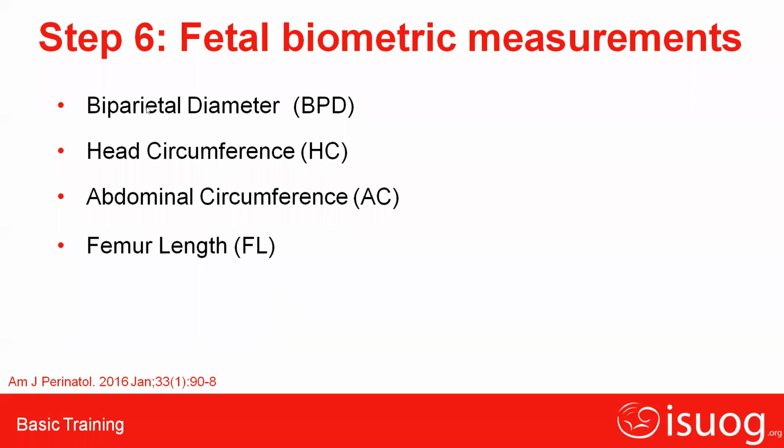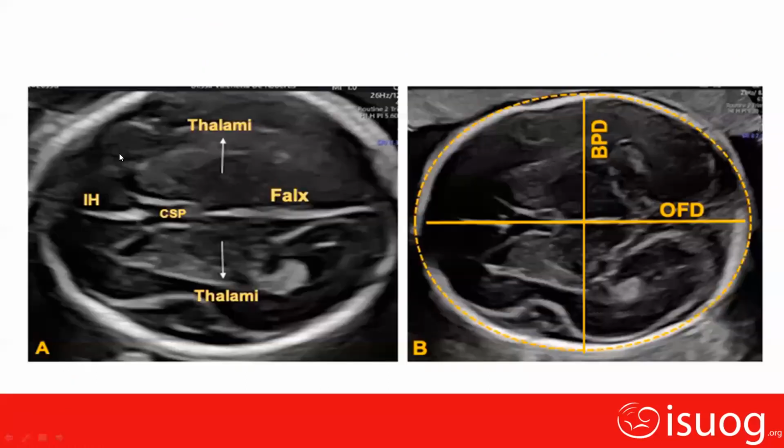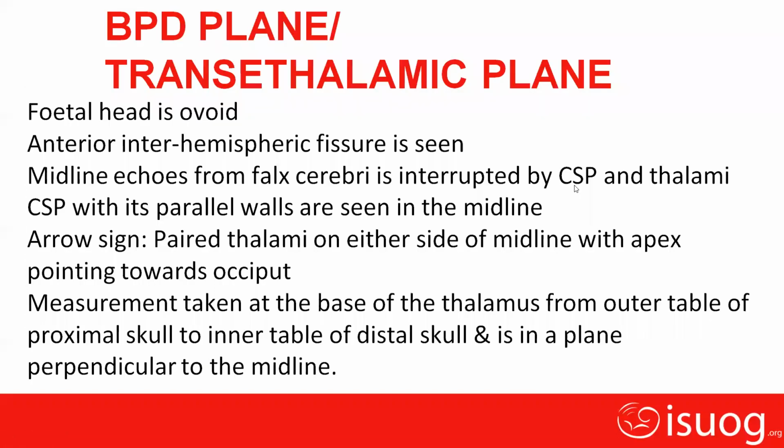So the correct BPD plane is that the fetal head is ovoid in shape, and the interhemispheric fissure should be seen or visible, and there will be a gap between the midline falx and thalamus. So there will be an echo-free area between the midline falx and the cavum septum pellucidum and thalamus, with parallel walls.